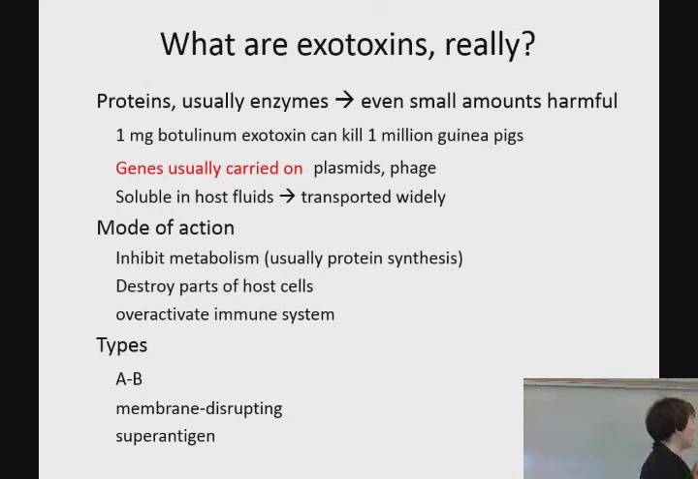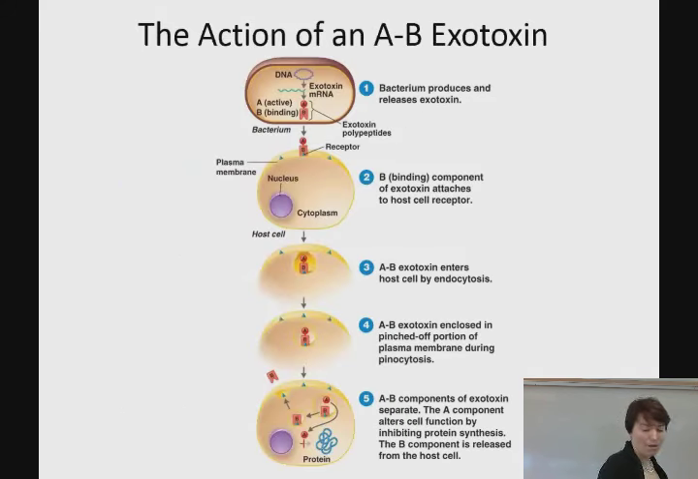These modes of action coincide with the type of exotoxin, and you'll see that in a second, but there are three types of exotoxin. There's the AB type, there's membrane disrupting exotoxins, and then superantigens. So you will have to know all of these and how they work. We're going to talk about that now.